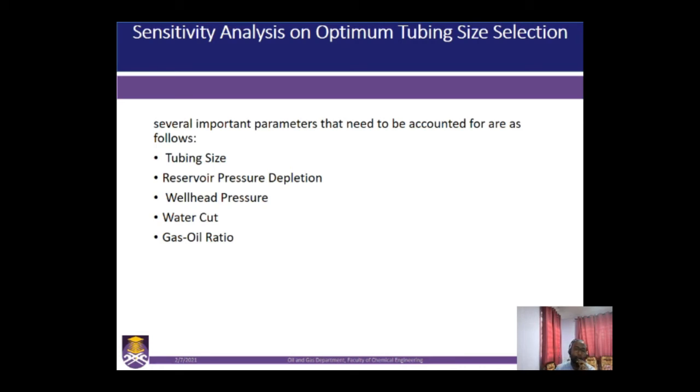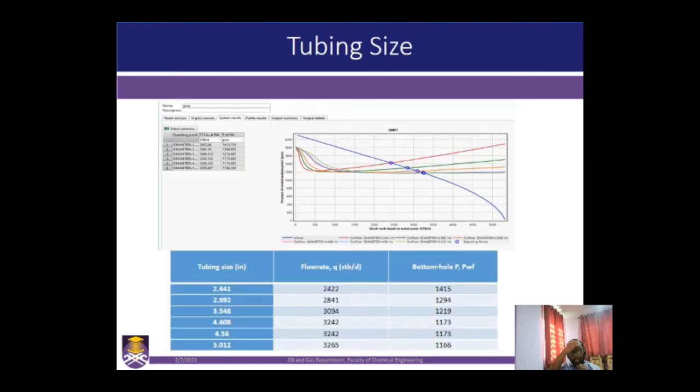Next is sensitivity analysis on optimum tubing size selection. Selection of optimum tubing size using sensitivity analysis is important for efficient operation. For present and future performance of GM well is evaluated accordingly. There are several important parameters that need to be accounted. First is tubing size, second reservoir pressure depletion, third wellhead pressure, fourth water cut, and fifth is gas oil ratio. We start the nodal analysis with the tubing size.